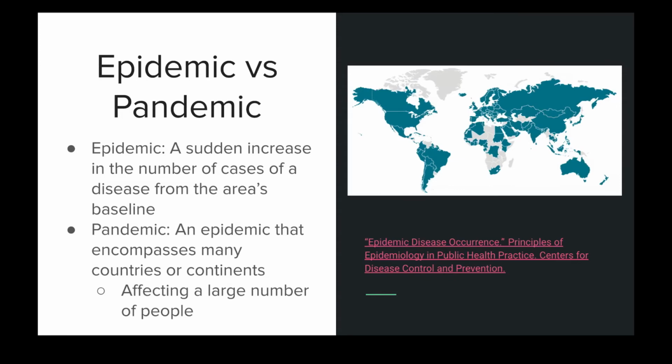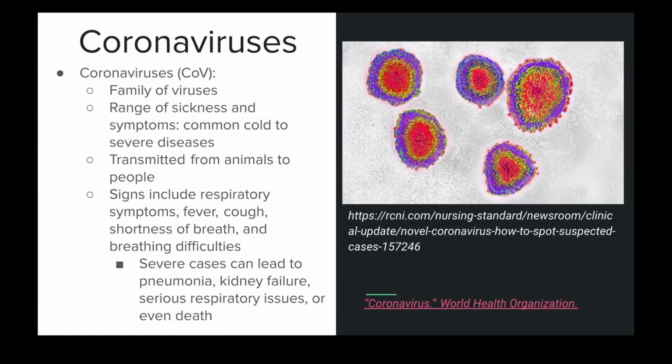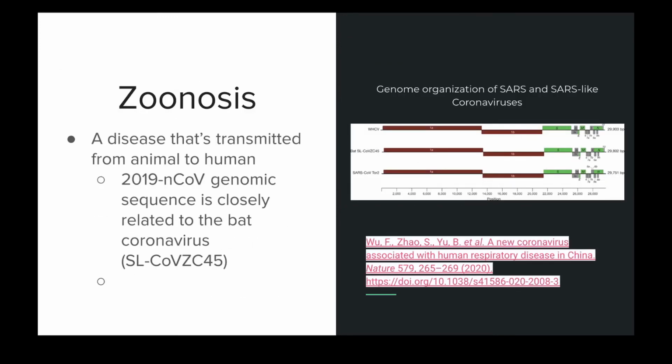Let's keep going. So coronaviruses, COV, CO for corona, and then V for virus. This is a family of viruses with a range of sicknesses and symptoms. So the coronavirus family can have viruses that incite the common cold or even lead to severe diseases. And the coronavirus family is transmitted from animals to humans, so it is a zoonosis.